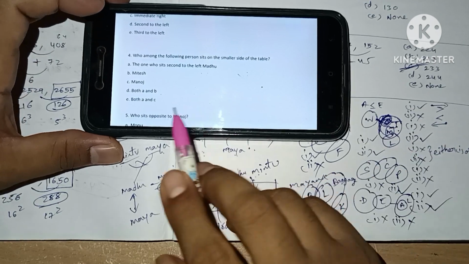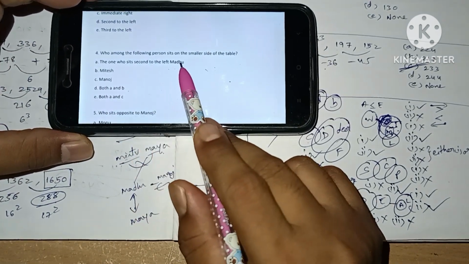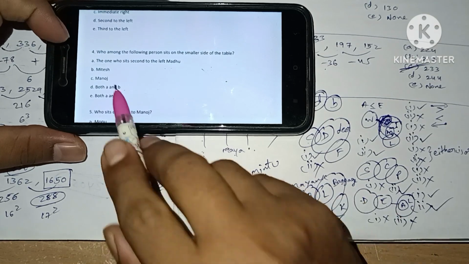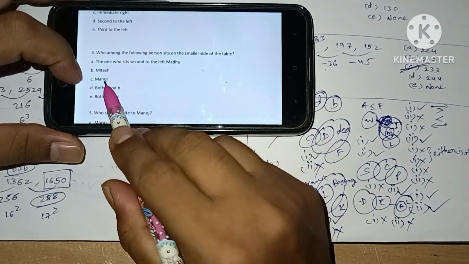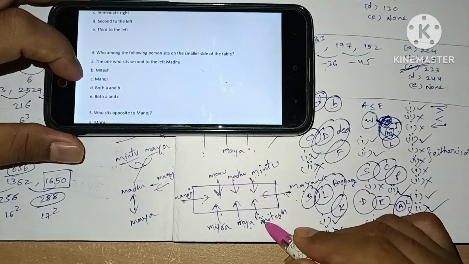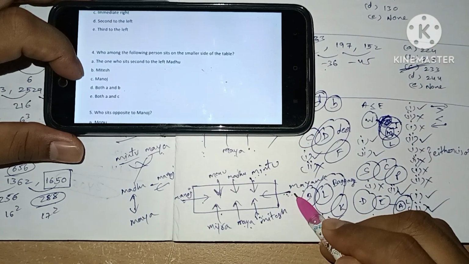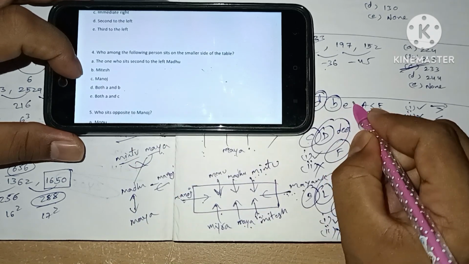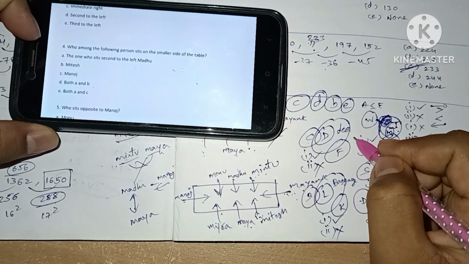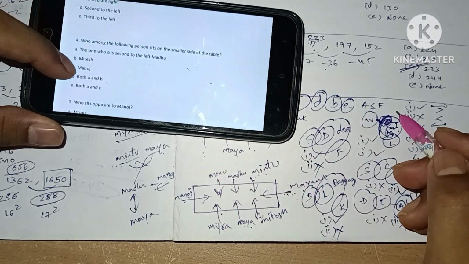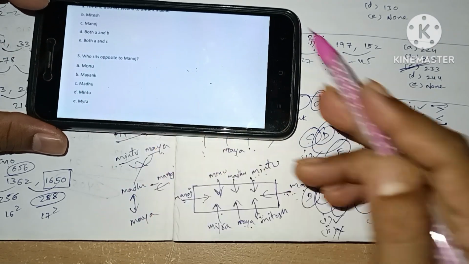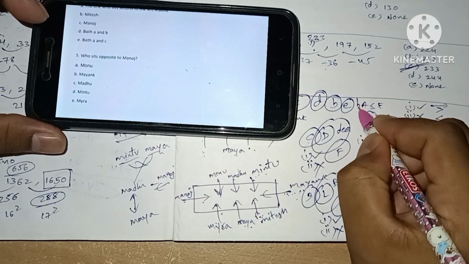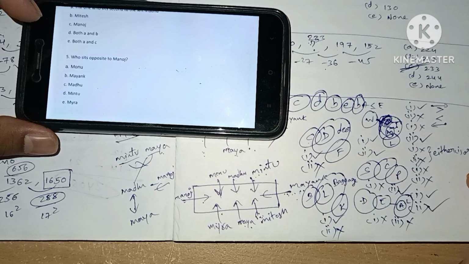Next, fourth question. Who among the following persons sits on the smaller side of the table? Manoj and Mayank. Manoj, option C. And the one who sits second to the left of Madhu, this is Mayank. So A and C is our answer. Option E, both A and C, is our answer. Next, fifth question. Who sits opposite to Manoj? Opposite to Manoj is Mayank. Option B. So these are the answers for our questions.